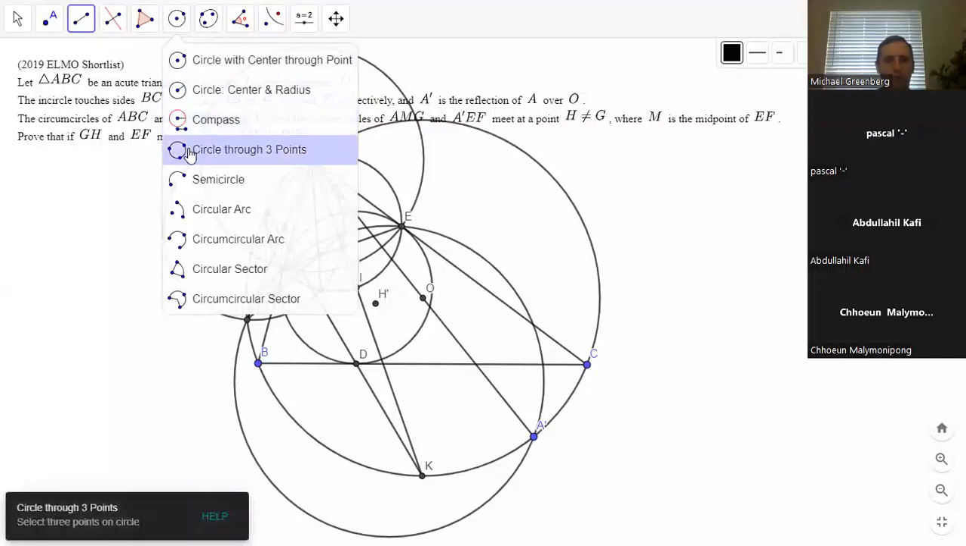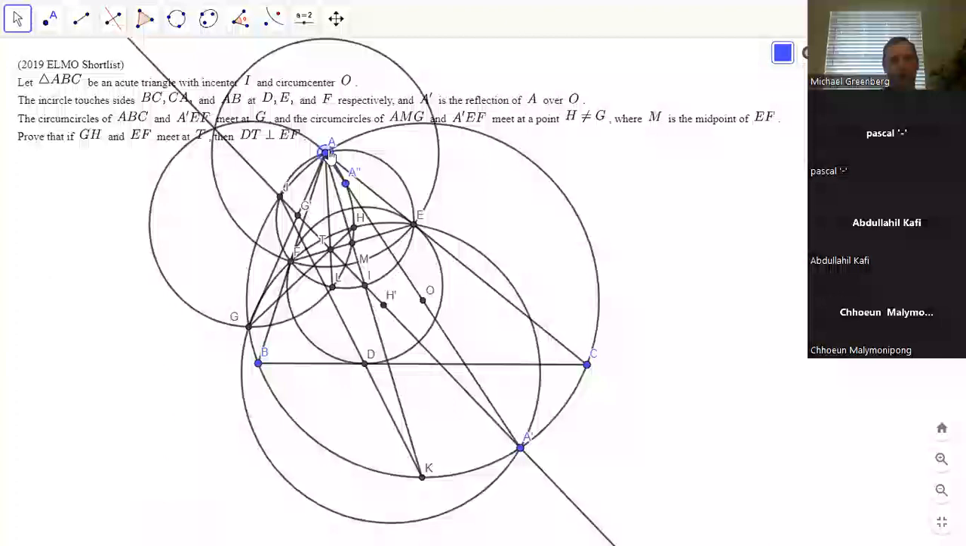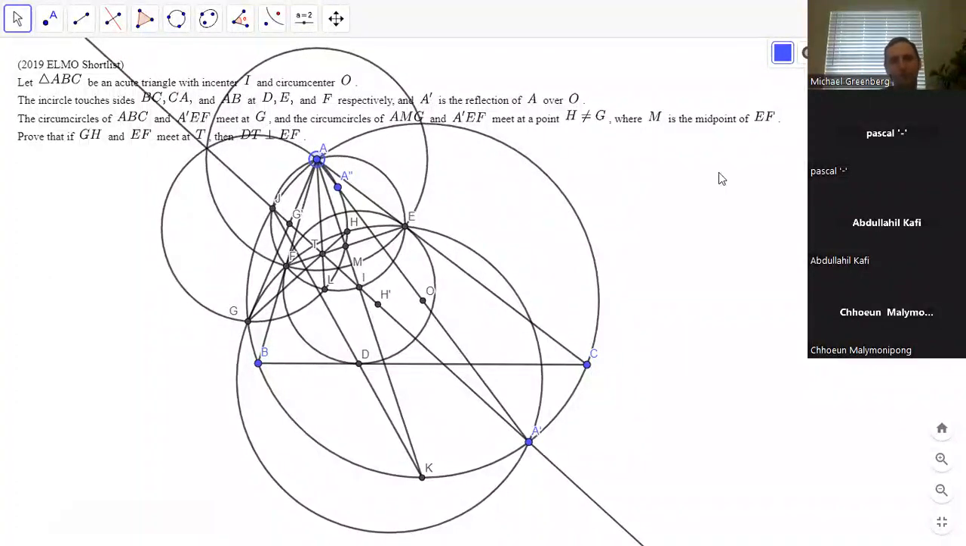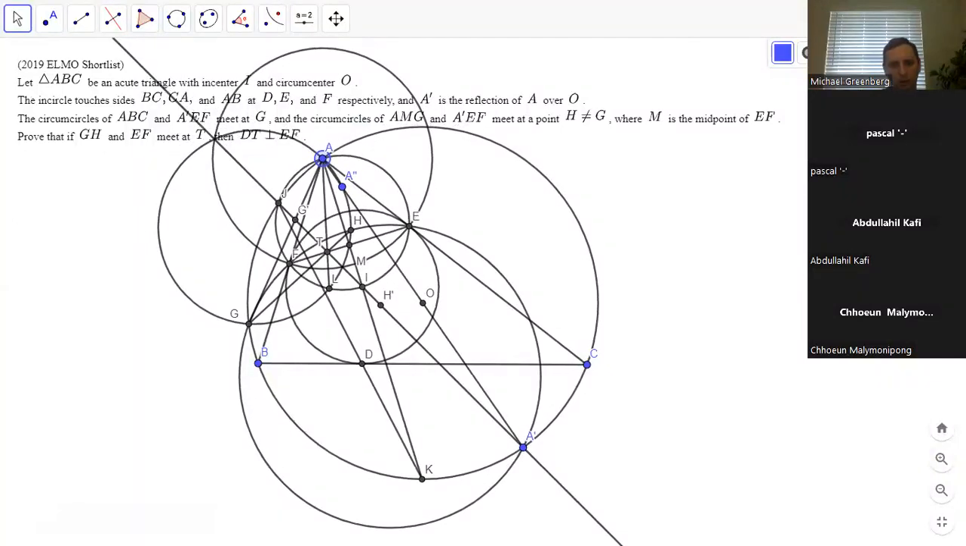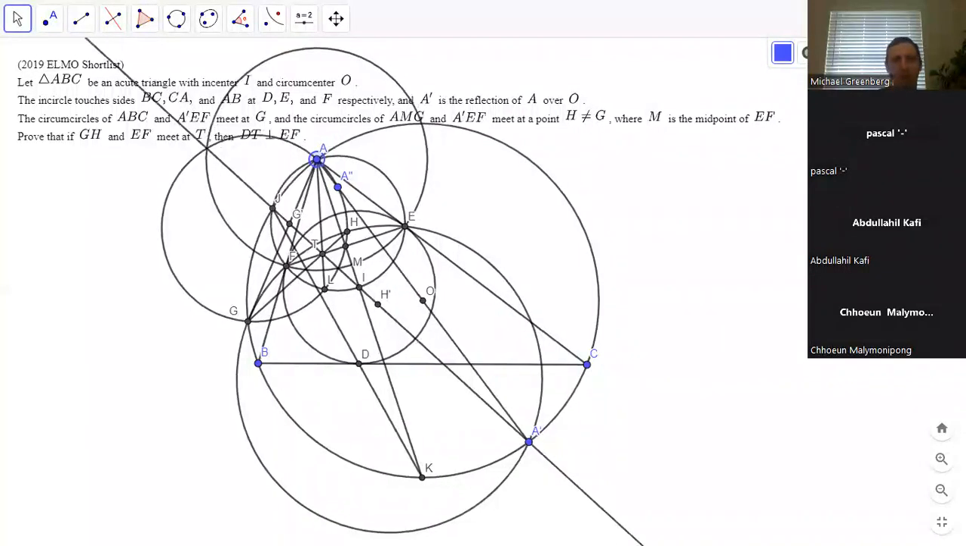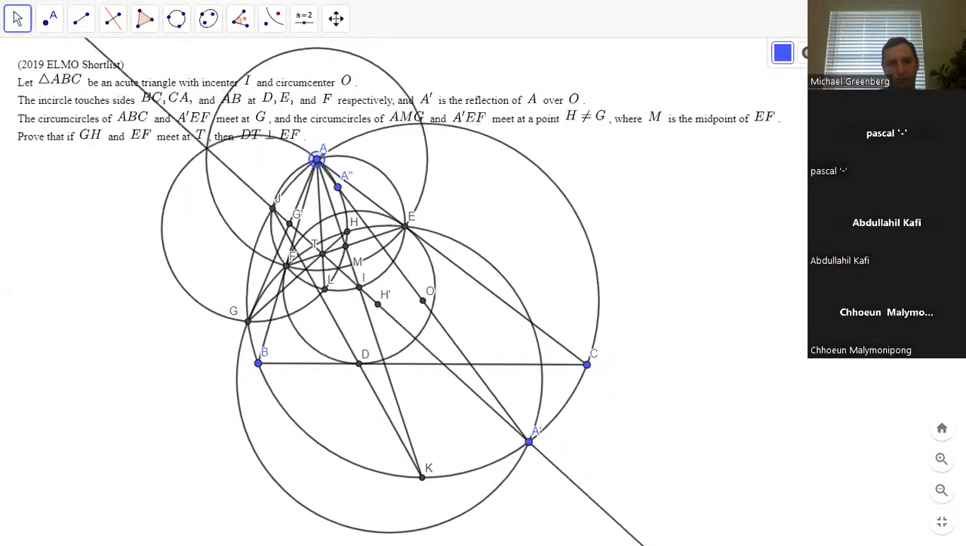I wonder if those all lie on a line actually. So it looks like they do. And yeah, there's just so much going on here. I don't even know where to begin. But I feel like this is a good idea. So let's see. I just have to prove stuff in the right order.